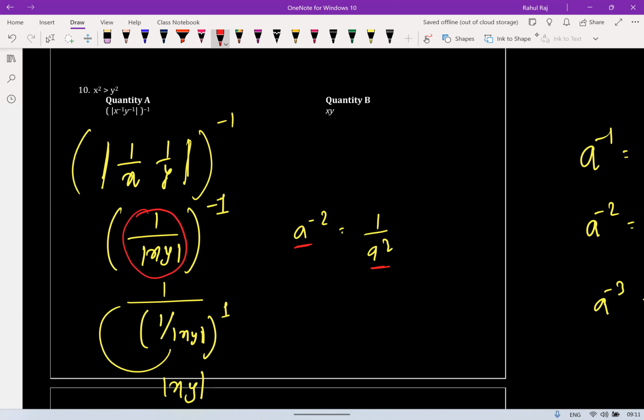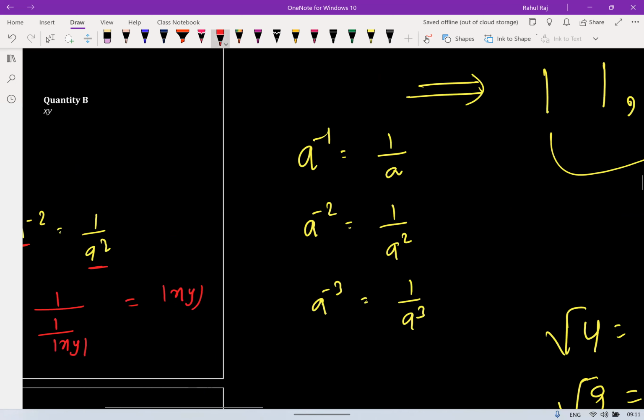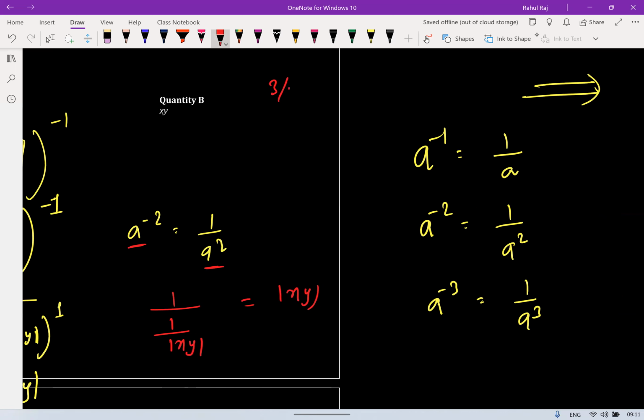So now technically I've got 1 over 1 by mod xy. So this is nothing but mod xy. So technically what happens, Alexa, see here: 3 by 2 and 3 by 4. Can I write it as 3 by 2 cross 3 into 4? Check. Yes, I've done exactly the same thing, 1 by 1. So this entire expression is technically 1 over 1 over mod xy.